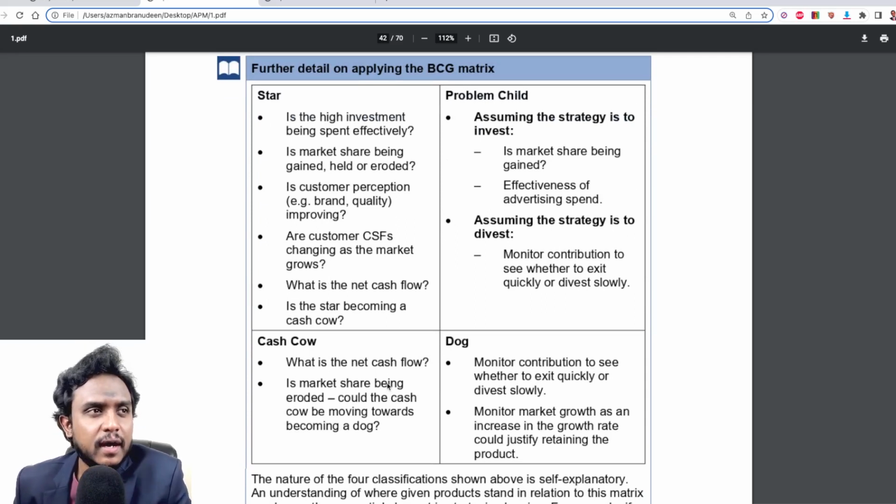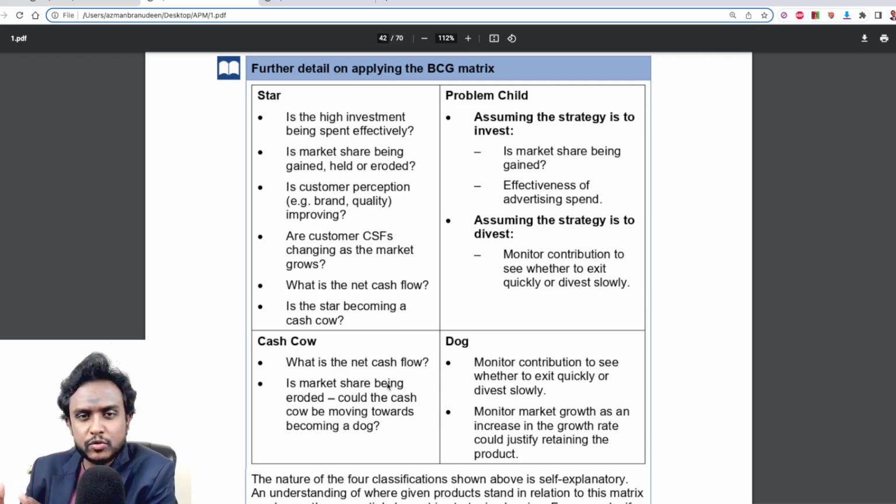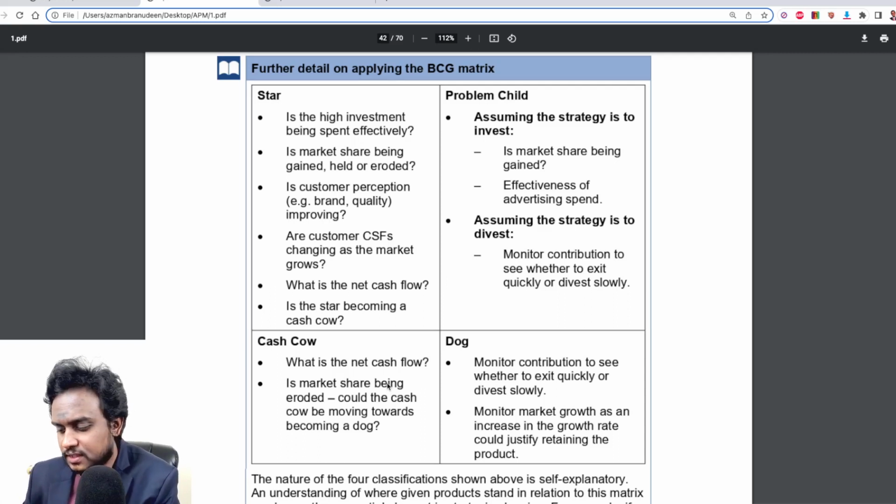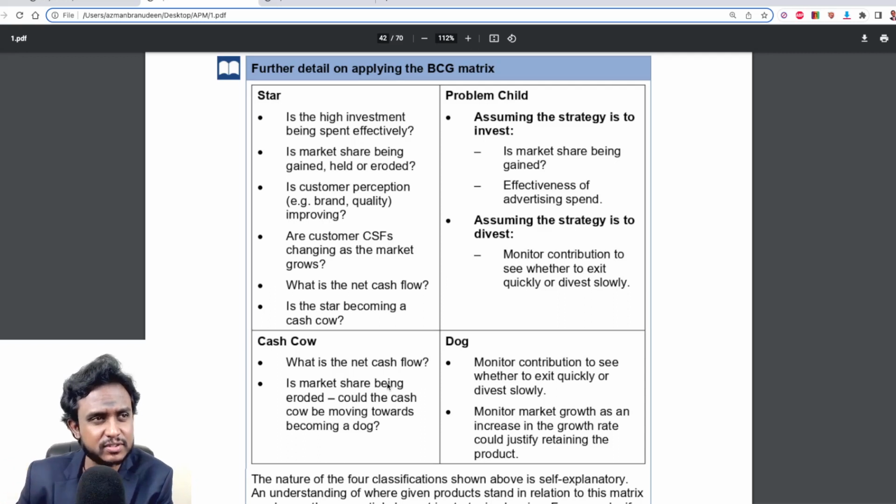For example, here, cash cow, right? So if you have a cash cow, you can ask questions like, what is the net cash flow, and is market share being eroded? Because you want to protect a cash cow, right? If you have a cash cow, you want to protect it. So in such a case, one thing is, you're worried if that cash cow status is going to get lost. And how can it get lost? It's by losing market share. So you're thinking, am I losing market share?